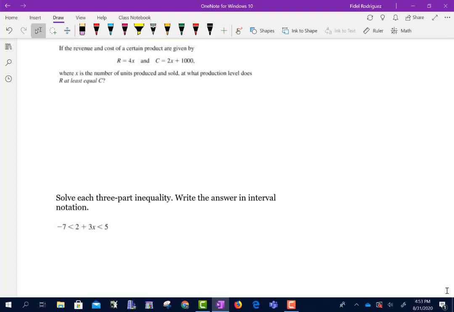Very good. Okay, let's take a look at this next one here, which is a little bit of a word problem. And it says, if the revenue and cost of a certain product are given by, let's see, here's the revenue for x, here's the cost 2x plus 1,000, where x is the number of units produced and sold, what production level does R at least equal C?